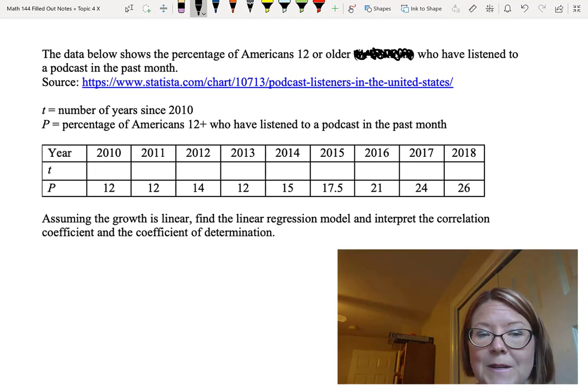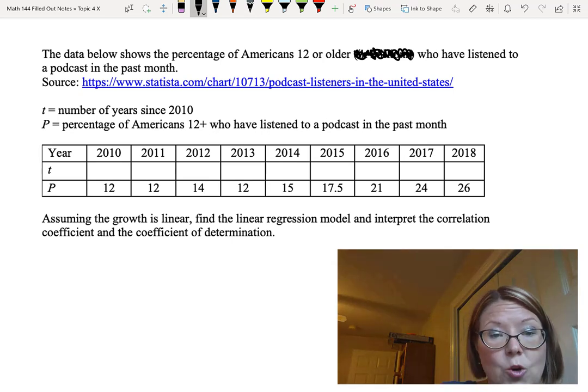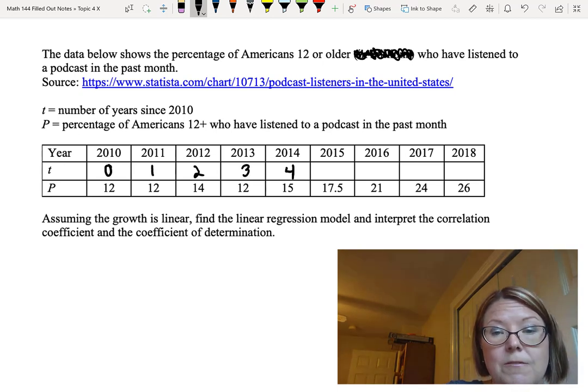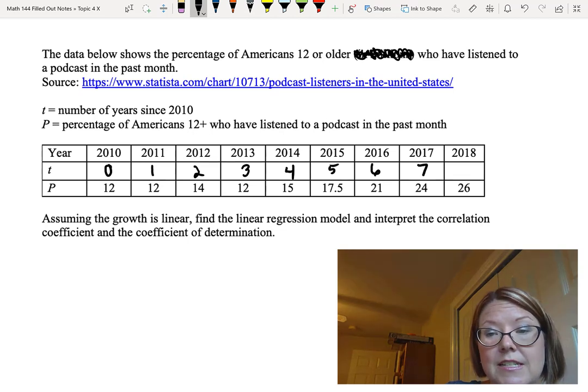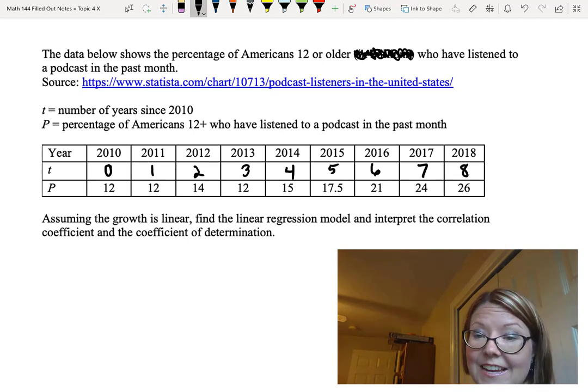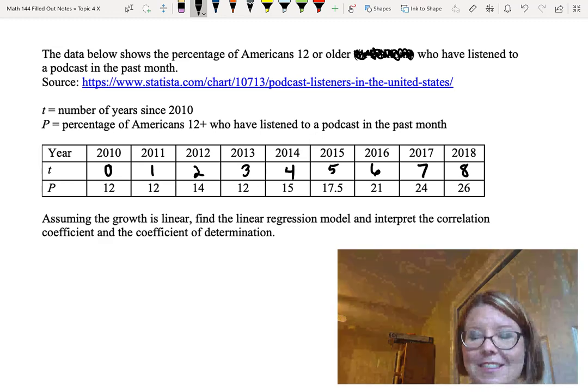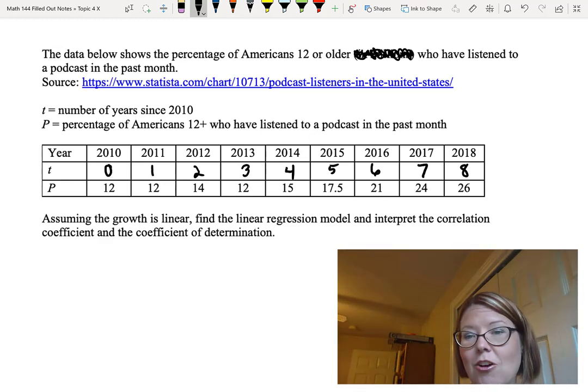Let's start by re-indexing the time. We're going to let T be the number of years since 2010, which means that 2010 corresponds to T equals 0, 2011 to T equals 1, and so on, 2, 3, 4, 5, 6, 7, and T equals 8 corresponding to 2018. Now we are going to assume the growth is linear and find a linear regression model and then interpret the correlation coefficient and the coefficient of determination, that is R and R squared.